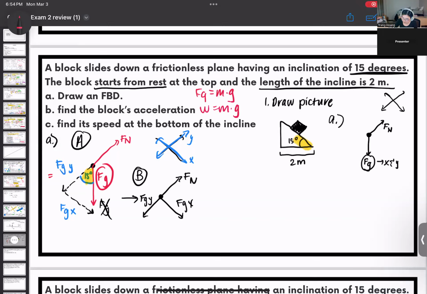We know that this is going to be Fg, and then think about this angle. We want this side right here. We have this side, so we have hypotenuse. We have our adjacent angle. Hypotenuse, adjacent, we use cosine. Fg cosine, our angle, 15. That means this is just going to be the opposite. Fg sine 15, okay?